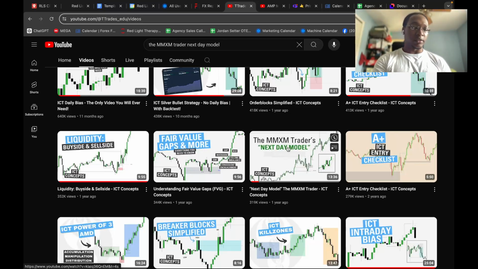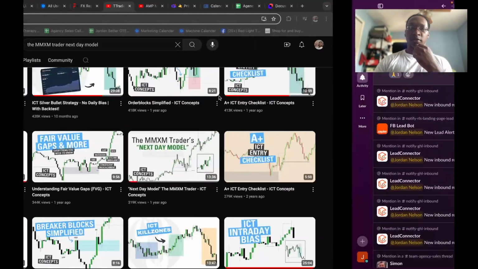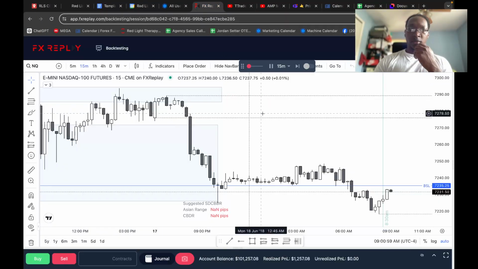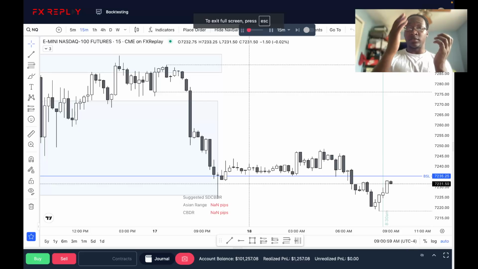Pretty much what it is, allowing the daily time frame or the higher time frame to hit a key level, allowing that day to close, and then trading the next day. So I'll just run through it here. I think this is like the best one.